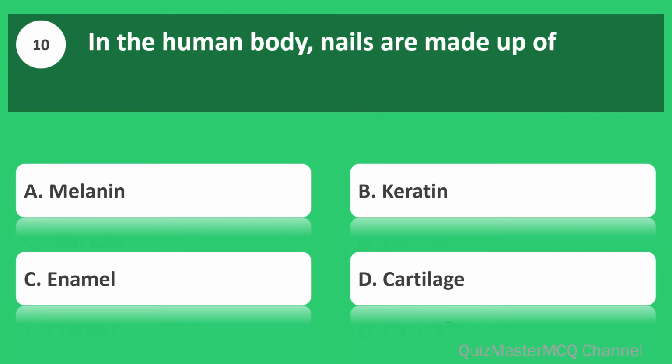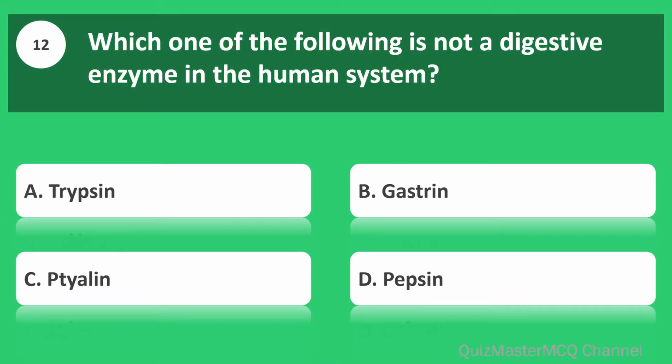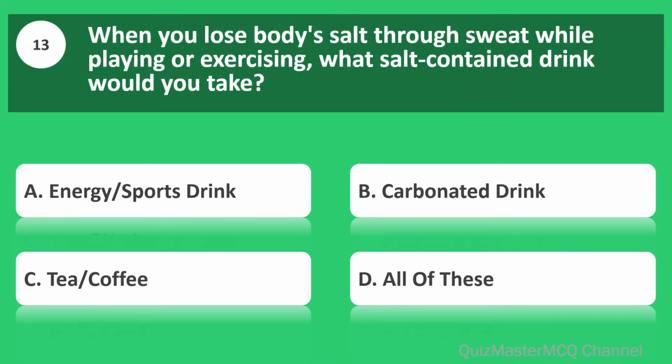In the human body, nails are made up of keratin. Which one of the following is not a part of small intestine? Caecum. Which one of the following is not a digestive enzyme in the human system? Gastrin. When you lose body's salt through sweat while playing or exercising, what salt-contained drink would you take? Energy sports drink.